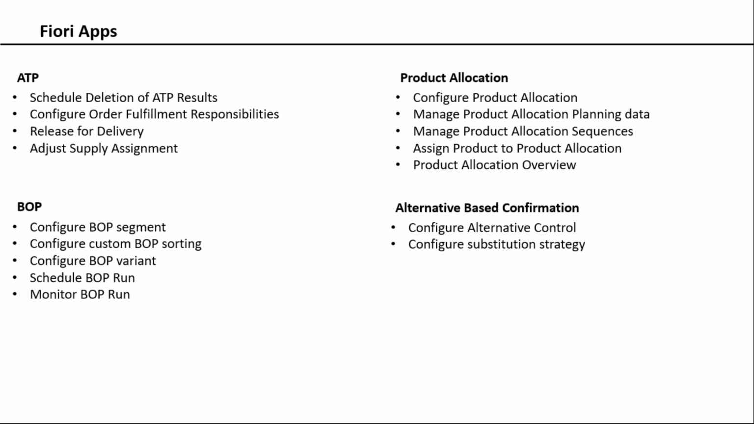Here I list some of the key Fiori apps. In the case of ATP: schedule deletion of ATP results, release for delivery, adjust supply assignment, and configure auto fulfillment responsibilities. For BOP, you can configure BOP variant segments, and schedule and monitor the BOP runs. Again, for product allocation, you can configure and assign products to the product allocation, and maintain it manually or through Excel upload. This product allocation can be integrated with IBP as well.